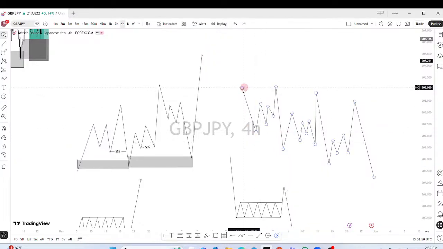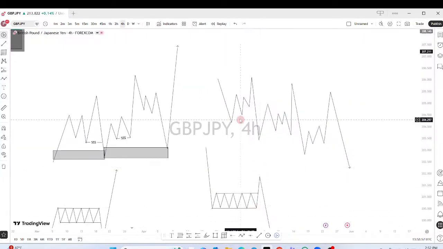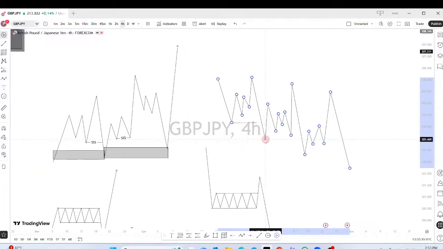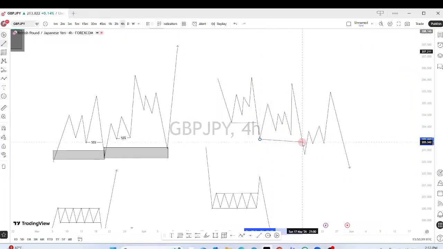See this structure on the sell side, on the downside, right? So you are seeing a break of structure. See, this is a break of structure. Price is creating a break of structure from here. You have a break of structure there. You have another break of structure here. Sorry. You have another break of structure here.